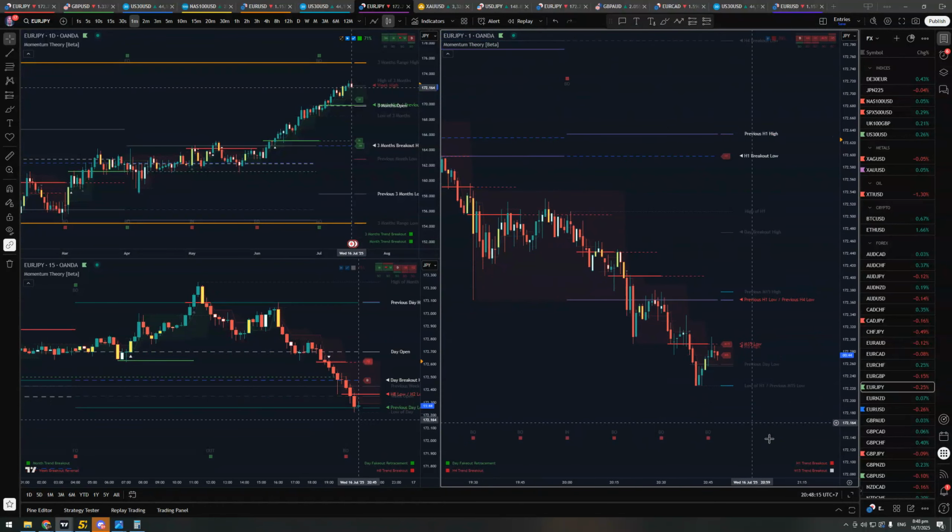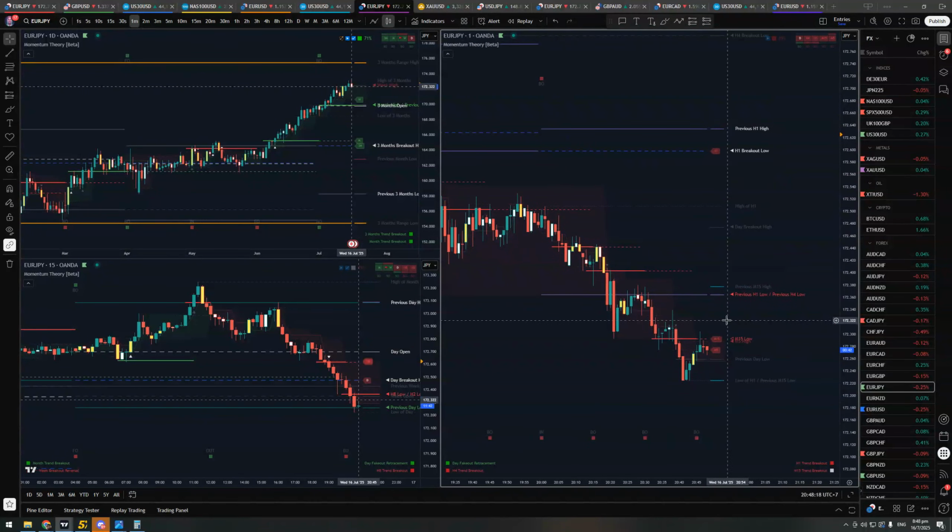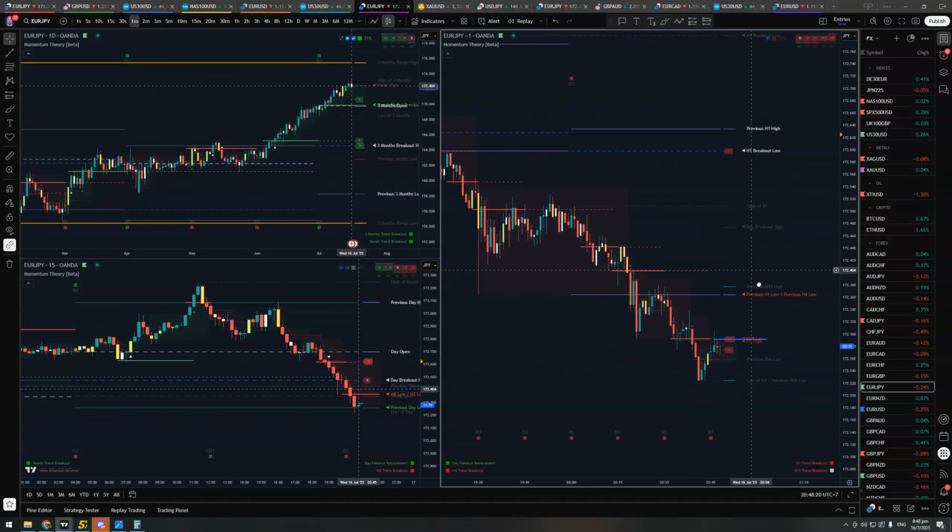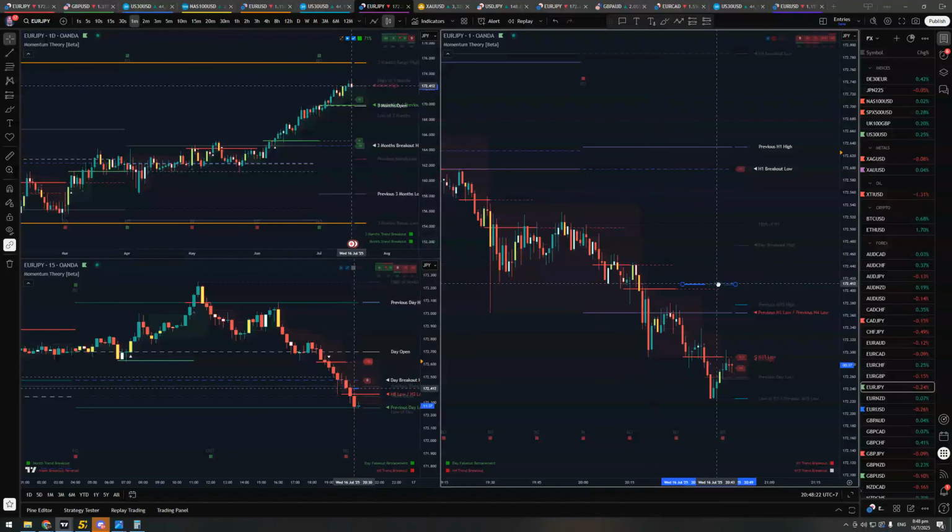And I'm on the M1 where I can see that M15 momentum. We have the breakout level of the M15 right here. And you can see as long as we stay below that breakout level, there's no reason at all for me to even be thinking about buying.